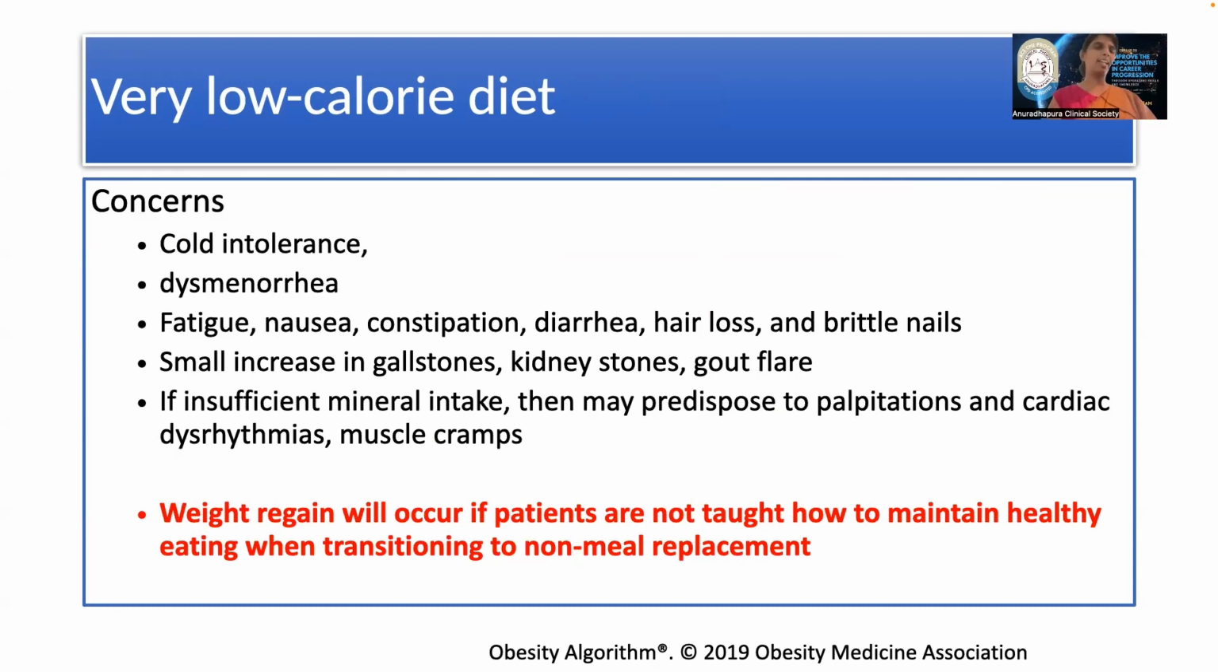But there are concerns. They are having fatigability, sometimes constipation. With this rapid weight loss, there's a risk of getting gallstones, kidney stones, and if they are taking more protein, it can lead to gout flares, and most of the time insufficient mineral and vitamin intake. So we have to monitor them and give necessary micronutrient supplementation when we are going for a very low calorie diet. But this can be done in our normal routine setup even without meal replacement.